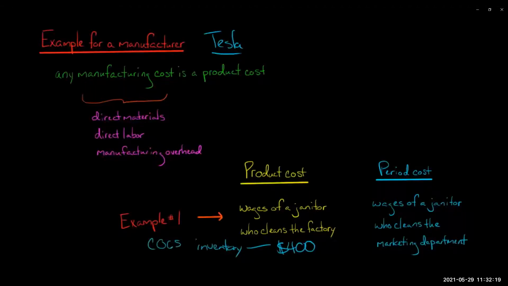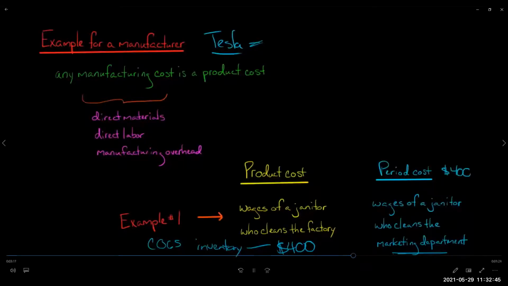Now, same company, Tesla, a manufacturer, and we've got a janitor who is cleaning the marketing department. That is going to be a period cost. Even though Tesla is a manufacturer, its marketing department is not involved with manufacturing the product. So if you pay the janitor $400 for work related to cleaning the marketing department, the accounting office, or HR, it's not a manufacturing cost.